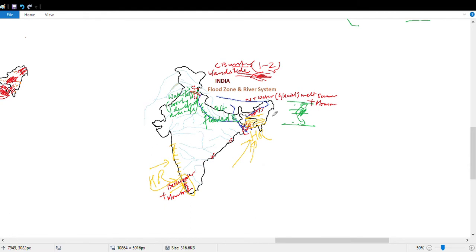Then another reason is that this part of the land gets tropical cyclones. Due to this cyclone, there is rainfall, and the tidal wave or the sea enters. So this was all about the natural factors.